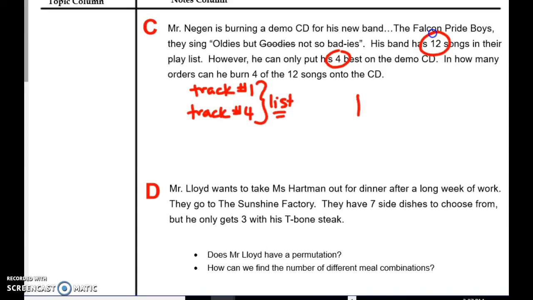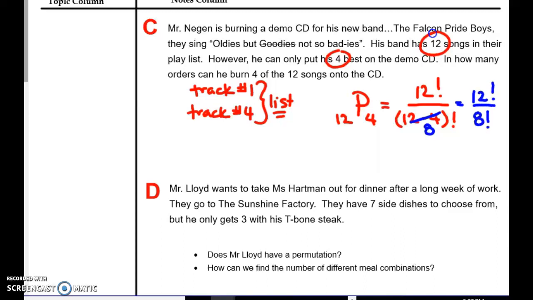So in this case, we have 12 songs. We're choosing 4 of them. 12 factorial over 12 minus 4 factorial using our formula. 12 take away 4 is 8. So we have 12 factorial over 8 factorial. Again, writing it out on your paper, 12 times 11 times 10.